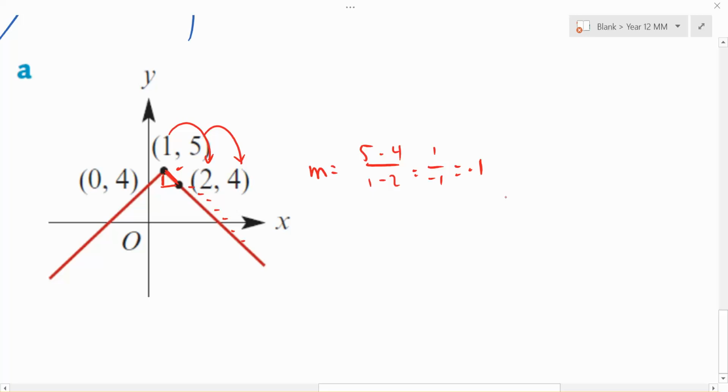Whereas on the other side, you got 1, 0, 4, so 5 take away 4, and 1 take away 0. Gradient on the other side is 1.